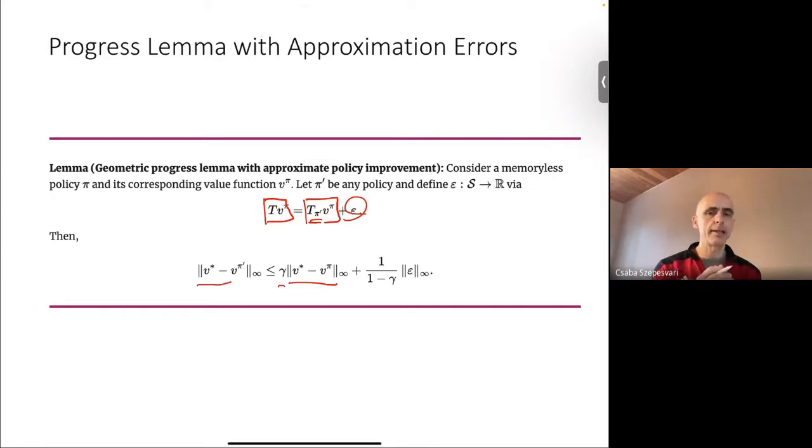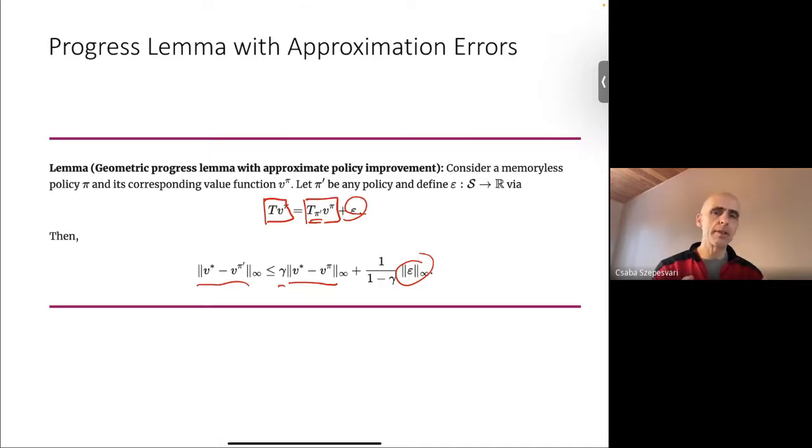Gamma is smaller than 1, so you're geometrically decreasing the distance, and the new distance is below that. So now if you have these errors, then there is an error term that modifies this inequality. One way of setting up this inequality is that you're going to have the uniform bound on the error, to what degree you are able to choose a greedy policy with respect to the previous policy, times the effective horizon, this 1 over 1 minus gamma factor. And this is easy to get.